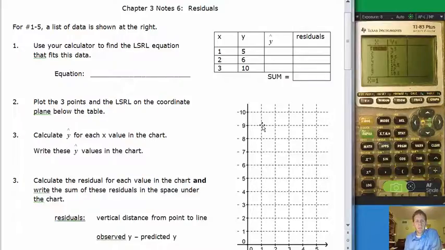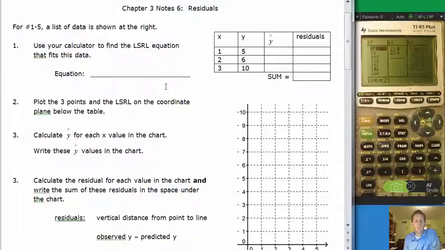There's two steps I'd like you to complete. The first step is using your calculator to find the least squares regression line equation that fits the data. You're going to enter these 3 points into list 1 and list 2 in your calculator. So you're just going to go to Stat Edit, put those points in list 1 and list 2, and come up with the equation for the least squares regression line for step 1.